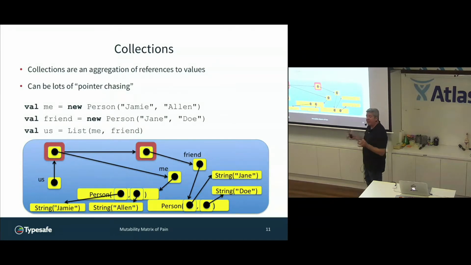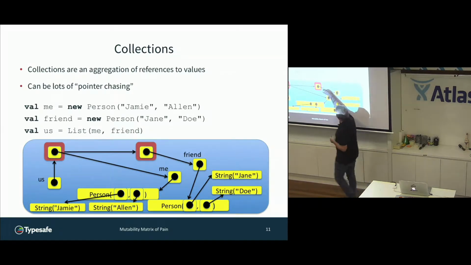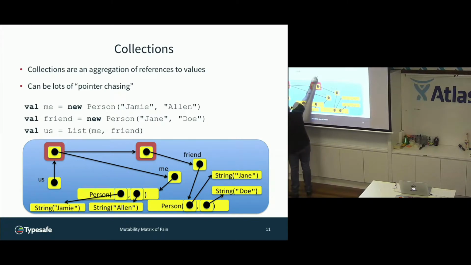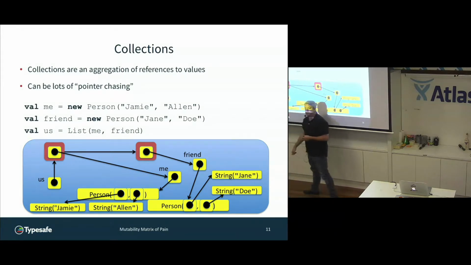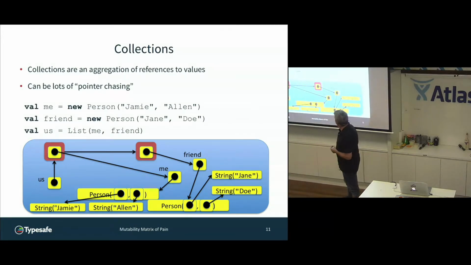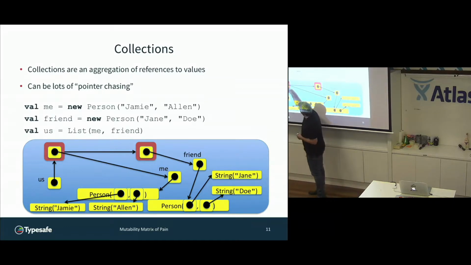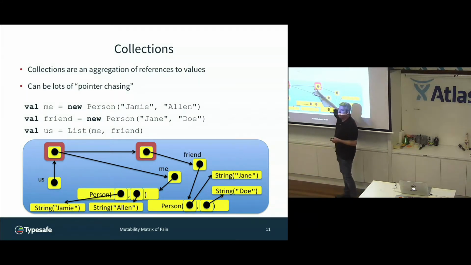And let's assume that this is a linked list. I've got an instance of a person, me. I've got another instance of a person, a friend named Jane Doe. And then I put us both into a list, right? And that's going to be a linked list. So I've got the reference for us, and it's immutable, pointing to a linked list element that has a pointer to me and to the next cell, right? Because that's how you cons together linked lists with cars and cdrs work, right?